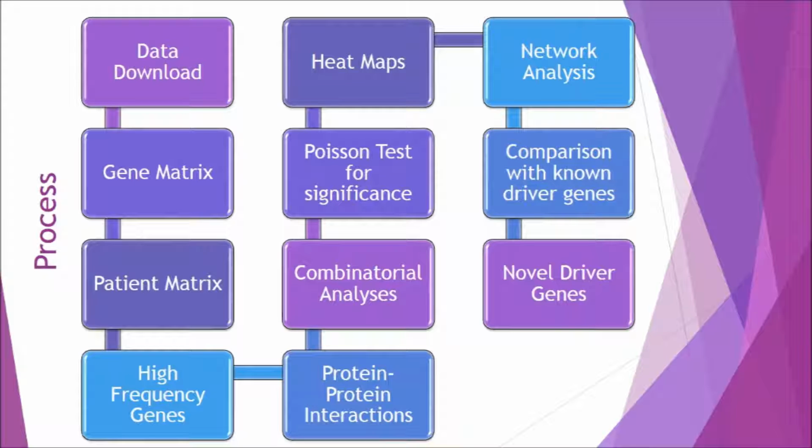The next step was a combinatorial analysis with these protein interactions. After that, we did a Poisson test for significance, and we looked at heat maps. Then I did a network analysis, and finally a comparison with known driver genes, and then I was able to find novel driver genes. So this is a quick overview of the whole process that was completed.